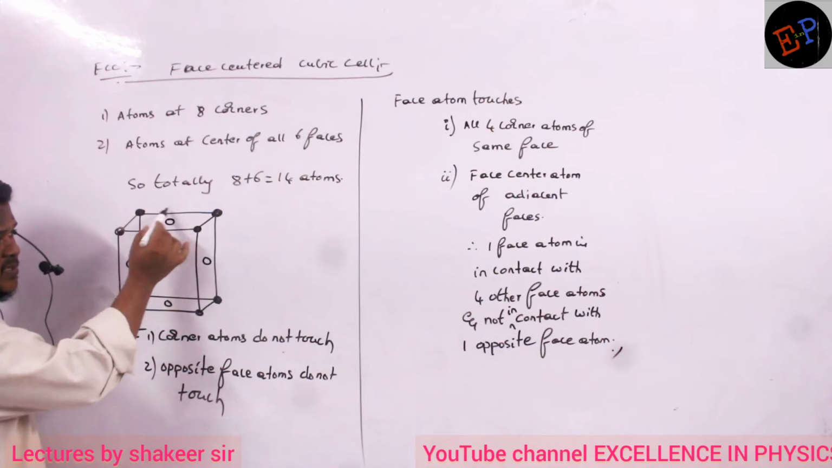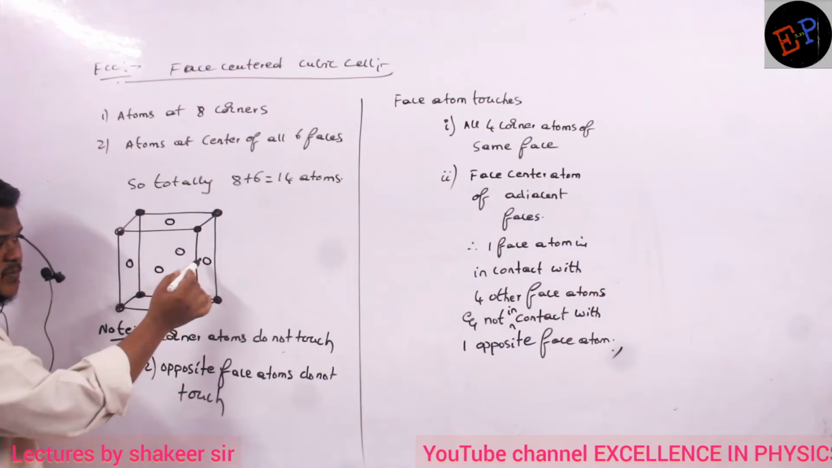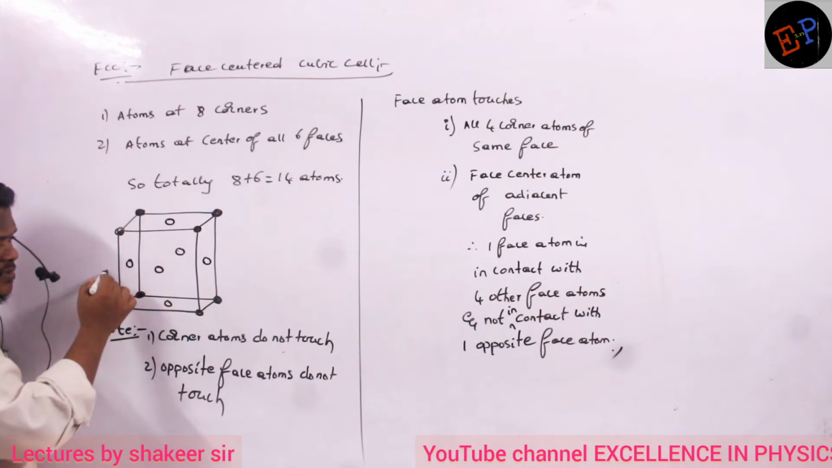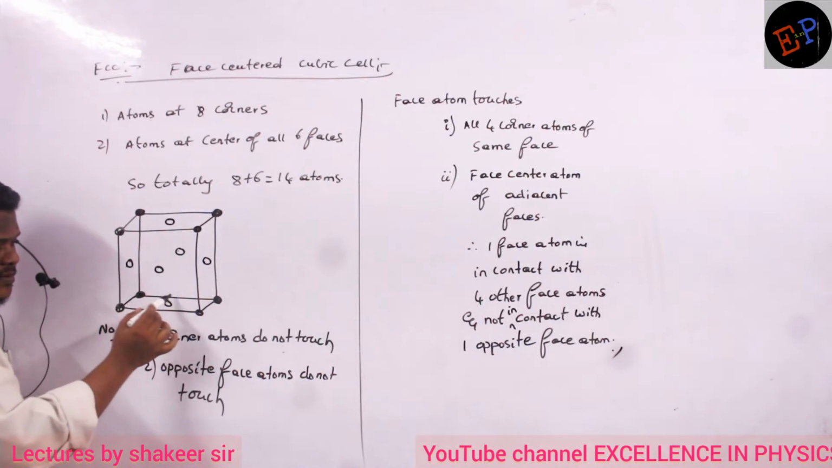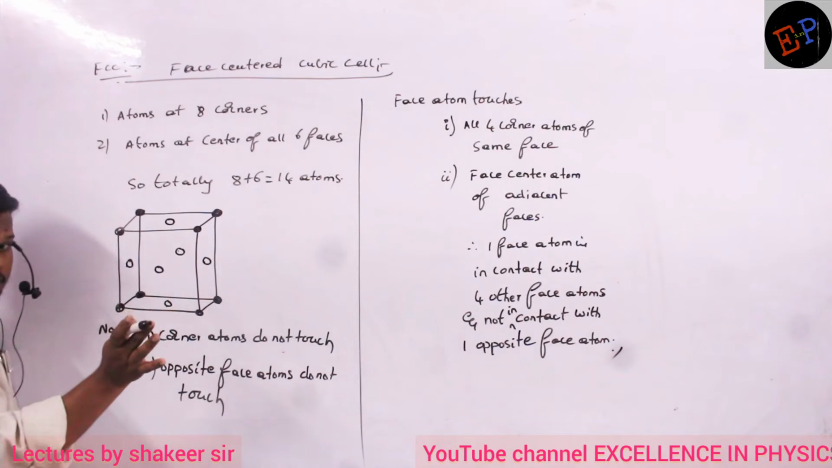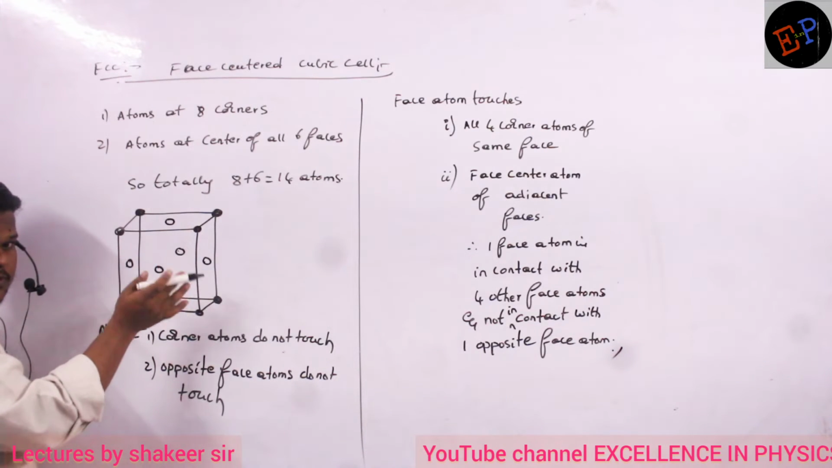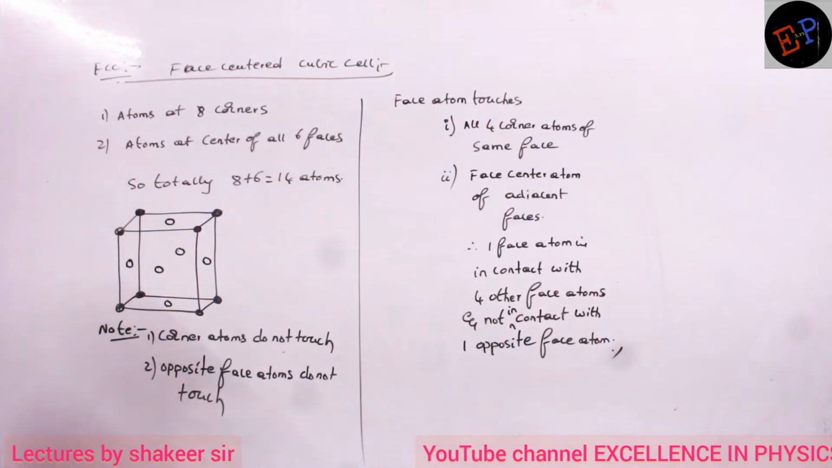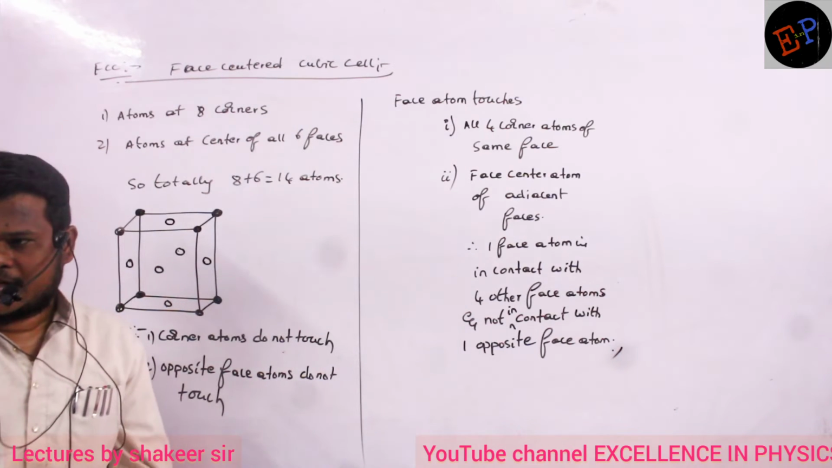So this one is present on the top face. This one is present on the side face. This is also present on the next side face. This one is present on the bottom face. This one is present on the face which is out of the board. This one is present on the face which is inside the board. So totally 6 faces, 6 atoms. Are you able to understand?